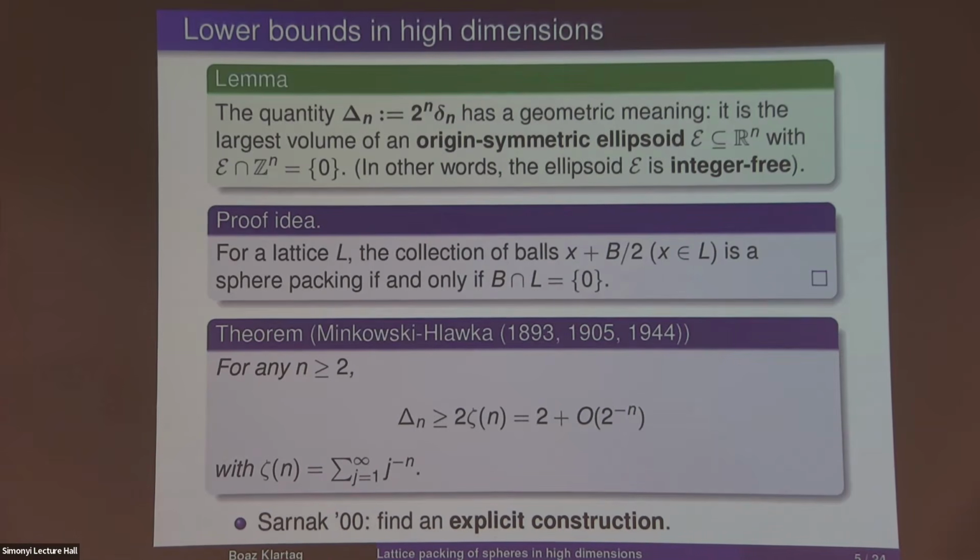For instance, one contender is just the unit ball. Since I look at open balls, the unit ball has no integer points in its interior. But it's a very weak contender because, as we said, its volume in high dimensions is tiny. The volume of the unit ball in n dimensions is roughly the n-th power of the square root of 2 pi e over n.